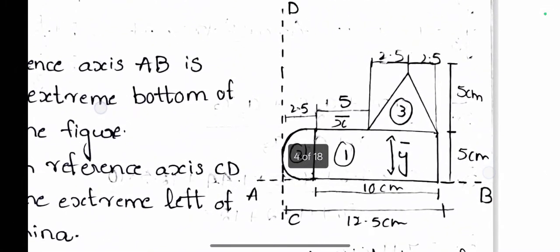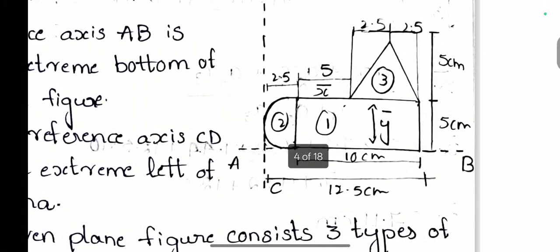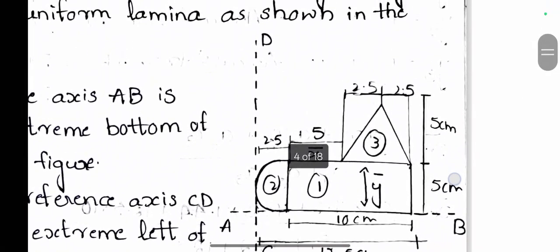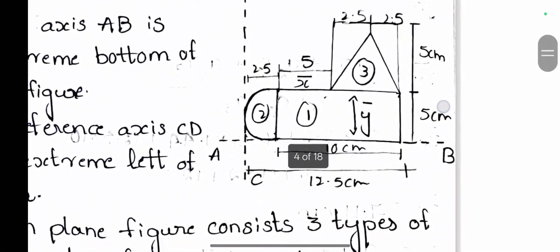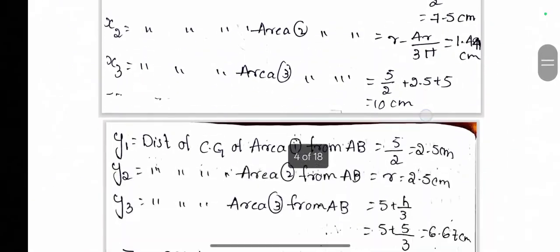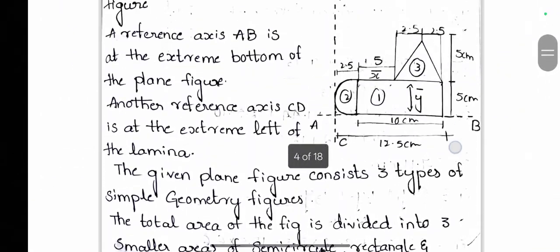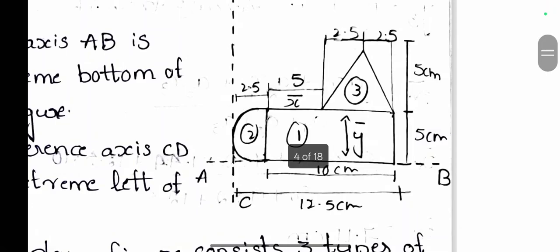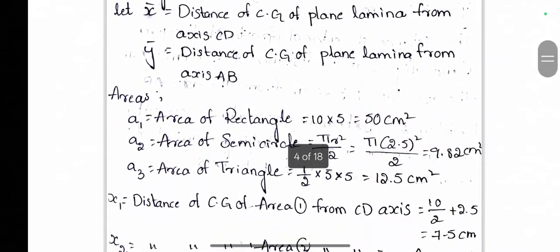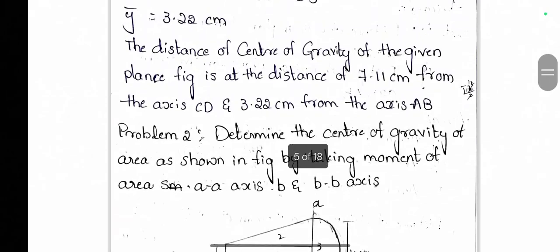Which means the center of gravity of all these plane figures, three plane figures, rectangular, semicircular and triangular, lies at a distance of 7.11 centimeters from the line CD and 3.22 centimeters from the reference line AB. So this is the center of gravity of the given plane figure. So the center of gravity of the plane figure is at a distance of 7.11 centimeters from the axis CD and 3.22 centimeters from the axis AB.